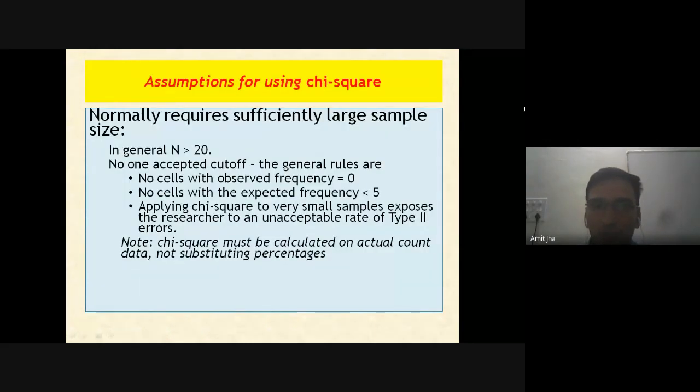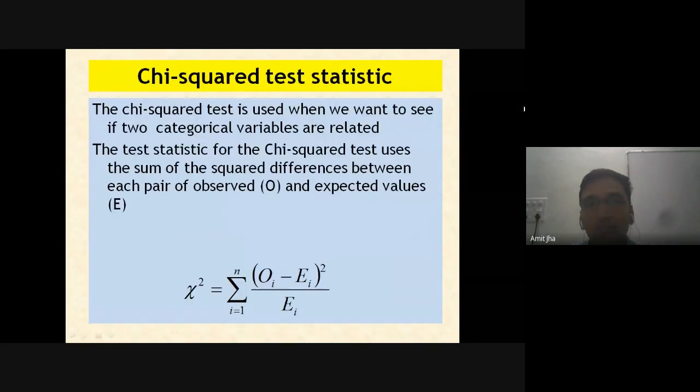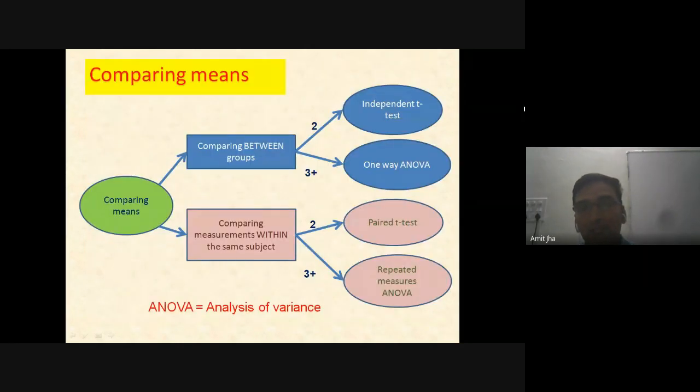There are some assumptions here also: in general, the sample size should be more than 20, the observed frequency should never be zero, and the expected frequency should not be less than 5. So this is how the chi-square test statistic is correctly applied.